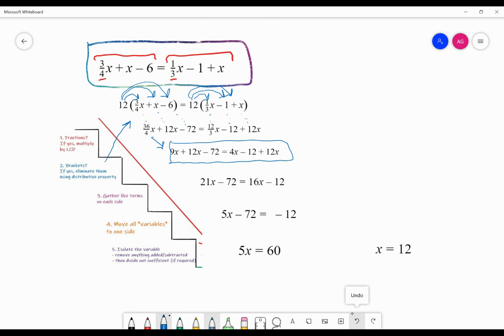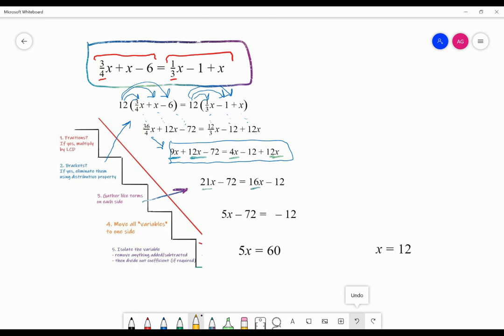So what we can do now is gather like terms on each side. You'll notice that there's two different terms with x's in them on each side of the brackets. We need to do something about that. So 12x plus 9x is 21x, and 4x plus 12x is 16x. So we've gathered like terms on each side of the bracket to get it to look like this.